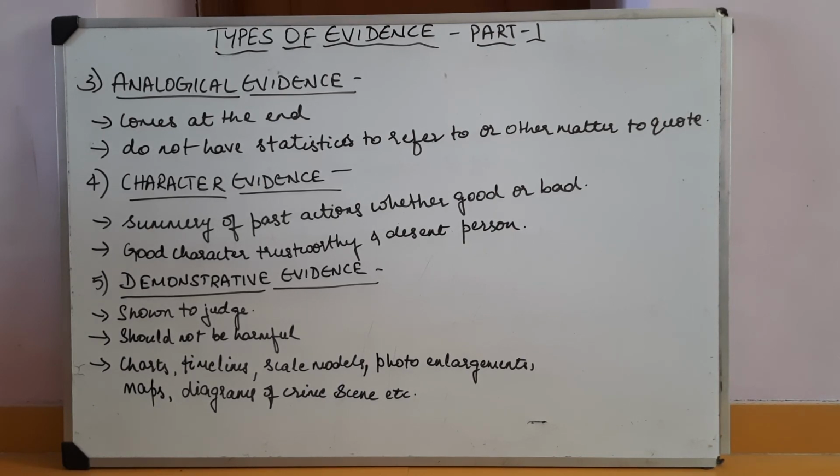A person with good character may be considered as a trustworthy and decent person. Now let us discuss the fifth evidence, that is demonstrative evidence. Demonstrative evidence refers to evidence that is shown to the judge in litigation. Generally, it includes charts, diagrams, demonstrations, and illustrations of the testimony of a witness. Such evidence should not be harmful but should assist in proving something. It is admissible only when it fairly and accurately reflects the witness's testimony.